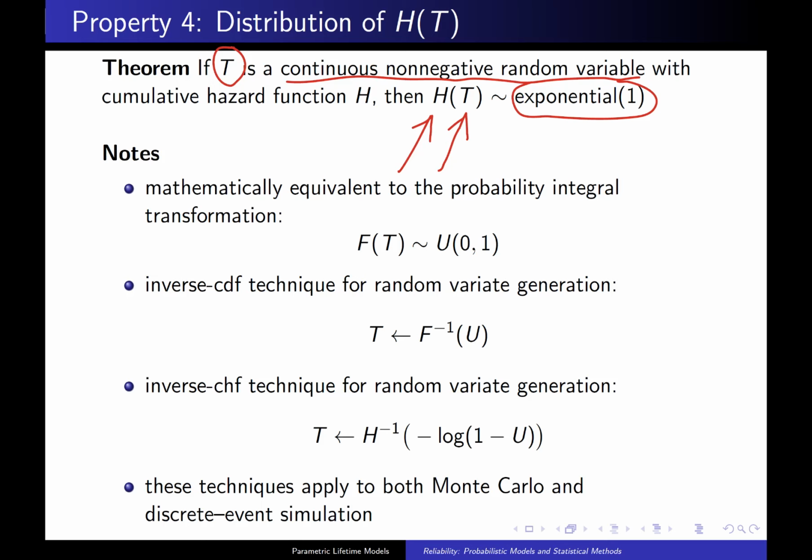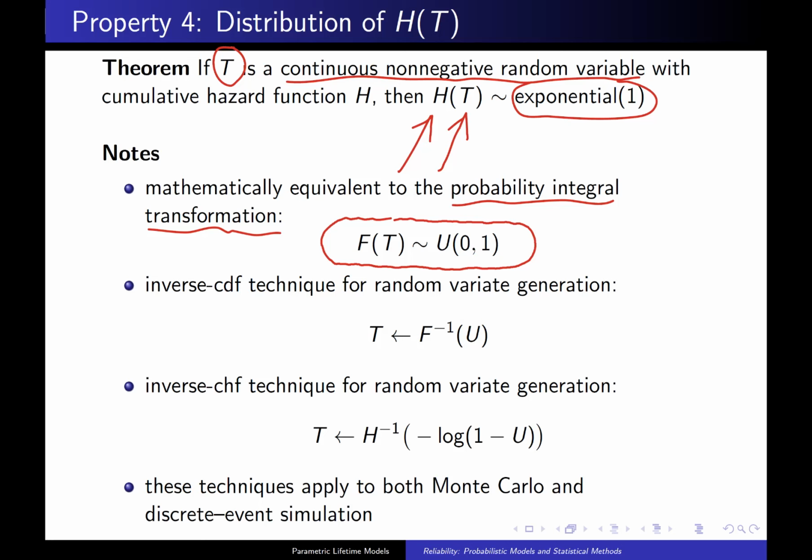Some notes here. This is mathematically equivalent to what is known as the probability integral transformation. This is a big result in probability and is really the basis for something in simulation known as random variate generation. Here's the probability integral transformation. If you take a random variable T and transform it by its own cumulative distribution function, then that will be uniformly distributed between 0 and 1.